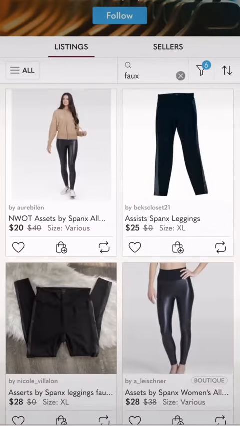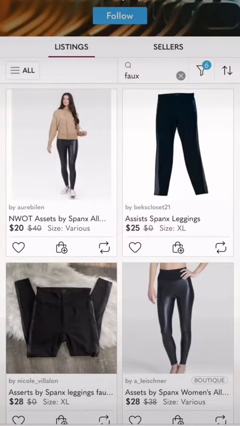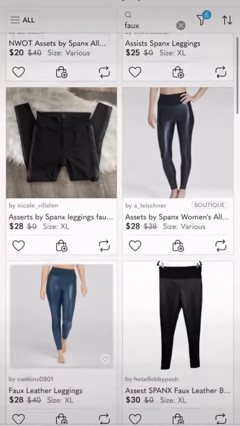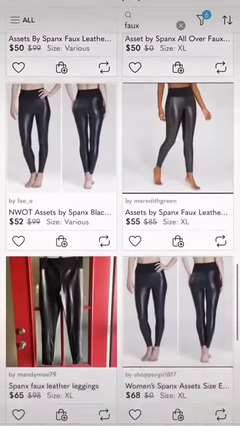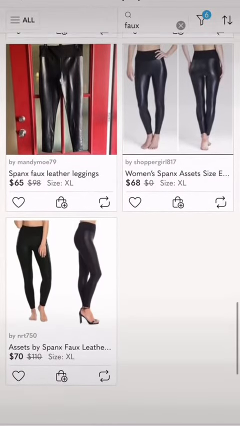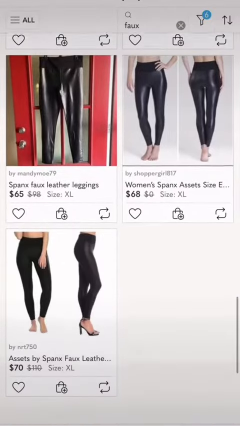So I first look at the currently listed items and I look low to high in the filter over here just to see what the lowest price is. So right now we have a pair for $20, then it goes up to $25, $28, $28, $30, $31, $34. And as you can see, I'm just going to keep scrolling up to $70. So I know that I'm not going to be able to get 70 for these.